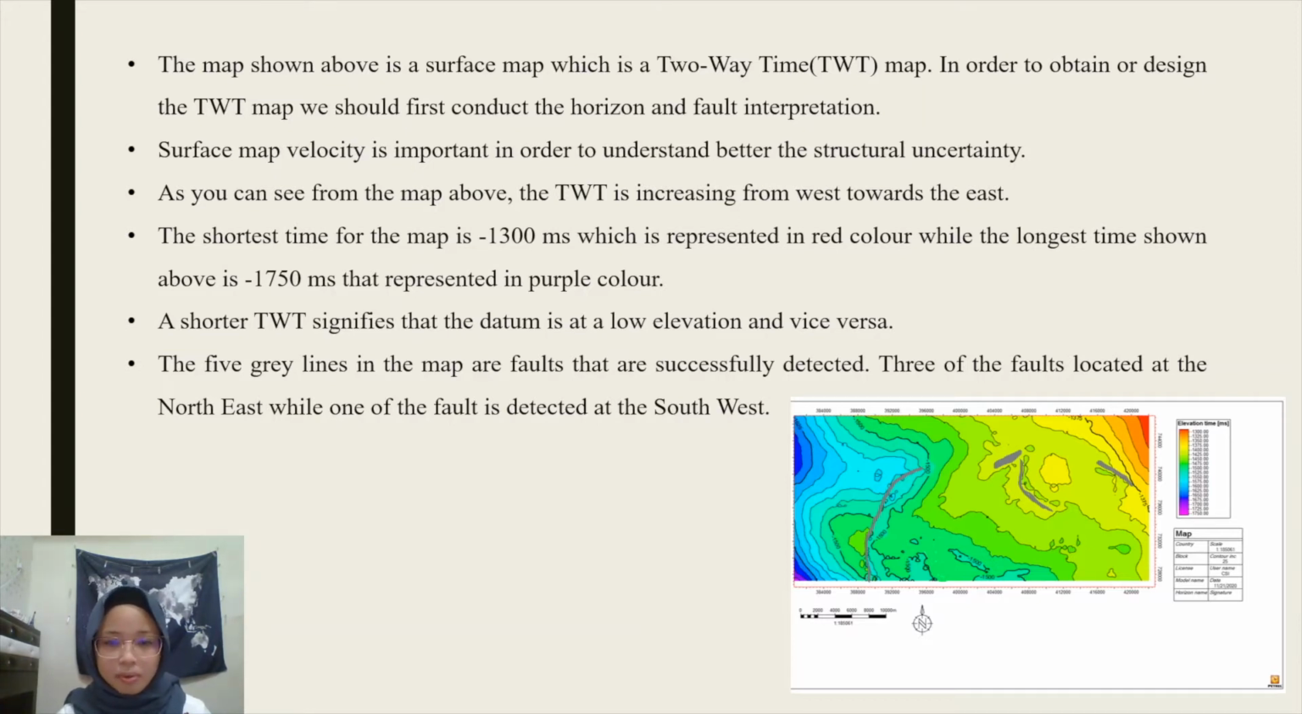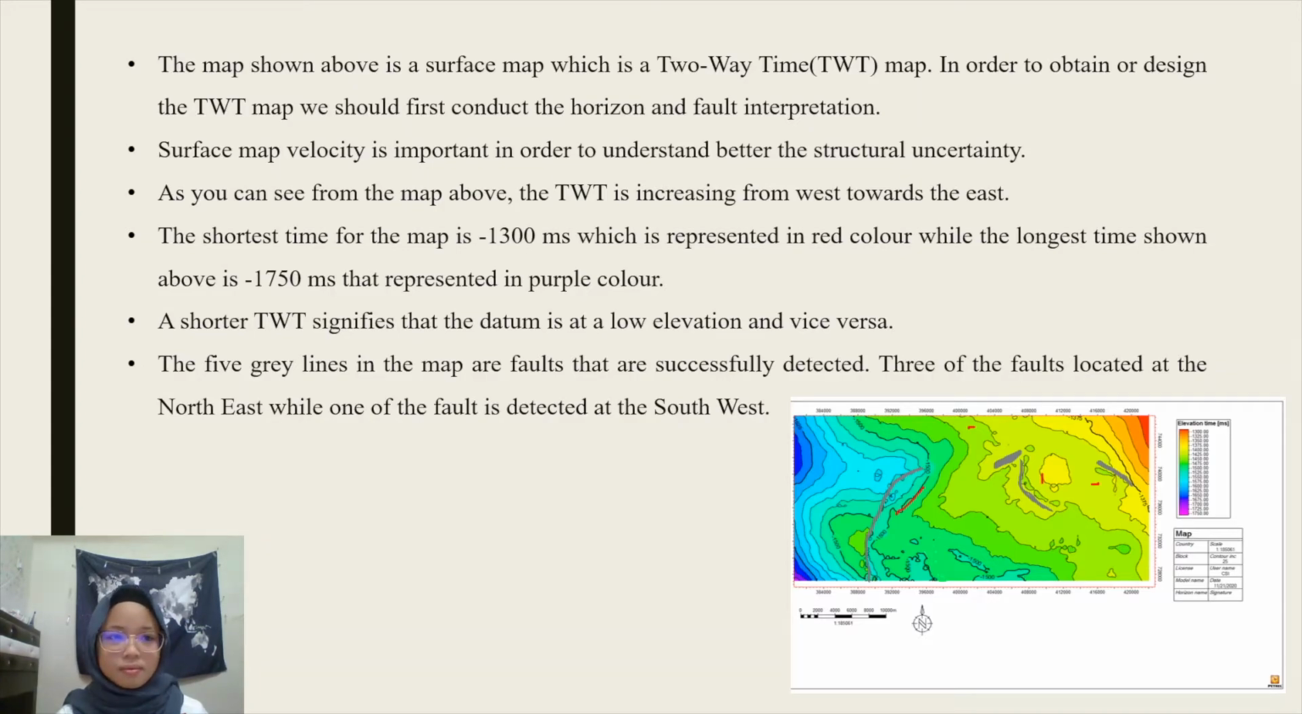As you can see from the map above, the TWT is increasing from west towards the east. The shortest time for the map is negative 1300 milliseconds, which is represented in red color, while the longest time shown above is negative 1750 milliseconds, represented in purple color. A shorter TWT signifies that the datum is at low elevation and vice versa. The 5 grey lines in the map are faults that are successfully detected. 3 of the faults are located at the northeast, which is here, here, and here, while one of the faults is detected at the southwest, here.